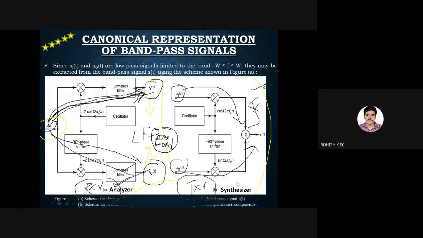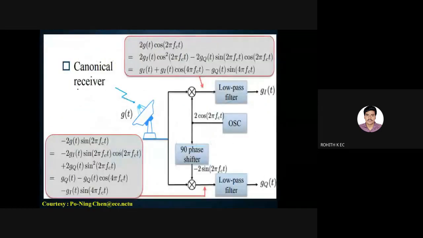Okay. Then at the receiver, I'll capture the signal from an antenna and then I will use the appropriate technique of complex envelope to get GI of T and GQ of T. In our context, it is SI of T and SQ of T for the purpose of analysis. Okay, so this is the canonical receiver.